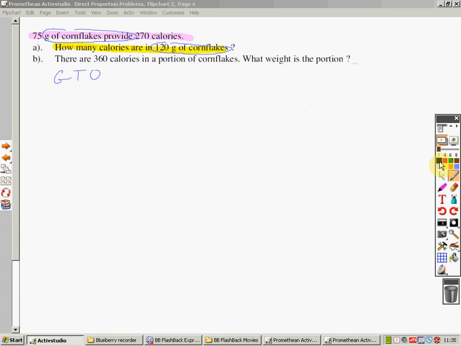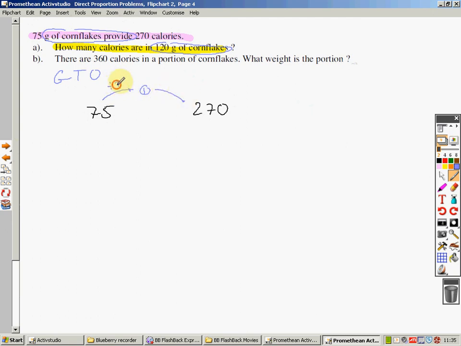The given information, 75 grams of cornflakes is 270 calories. I'm going to go through 1 to solve this. So I put my 1 there, divide by 75, times by 270. To get from 75 to 1, I divide by 75. To get from 1 to 270, I times by 270. I'm now going to write that as a machine rule. You should be used to this now.